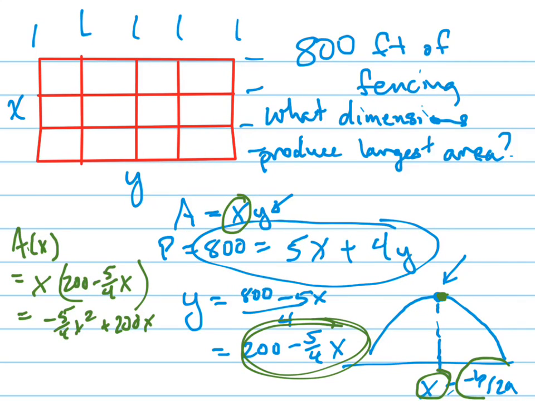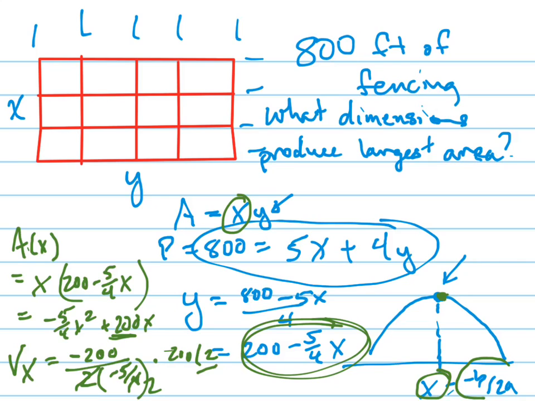Negative b over 2a. So what's negative b? That's this. So the x coordinate of your vertex is negative b, which is negative 200, all over 2 times a, which is negative 5/4. Now watch what I'm going to do here. Cancel the 2's, so that becomes negative 5/2. Flip and multiply, so that's negative 200 times negative 2/5. Negative times a negative is a positive. 400 divided by 5 is 80. x equals 80.